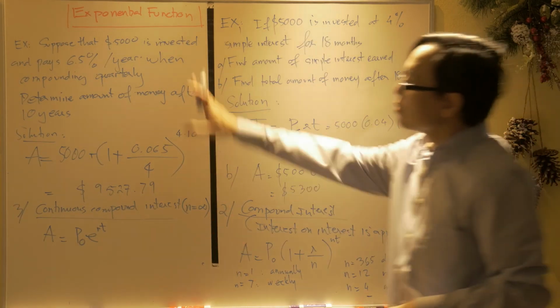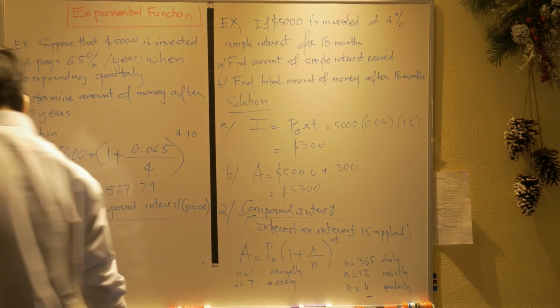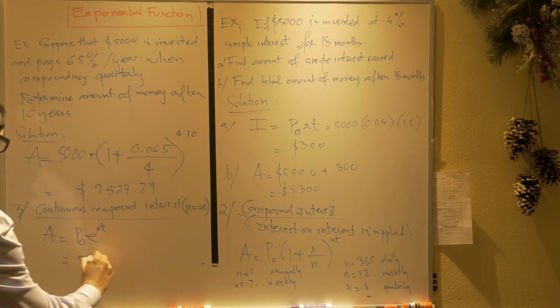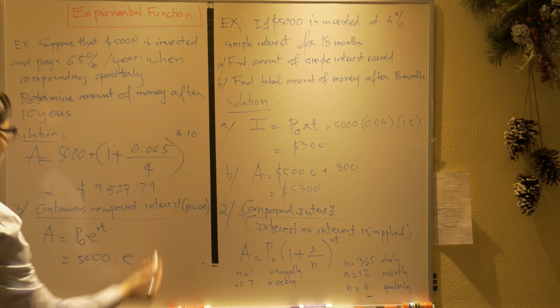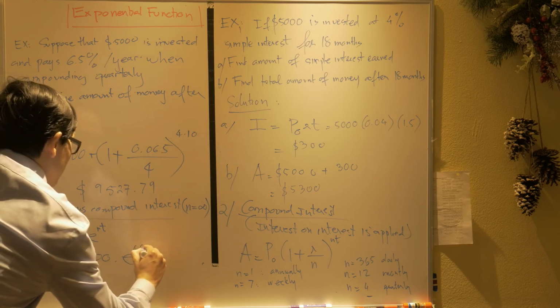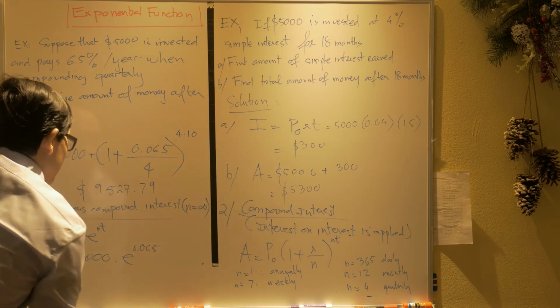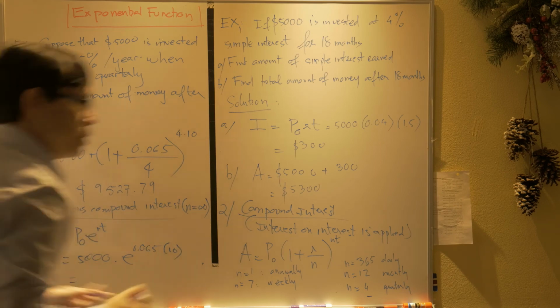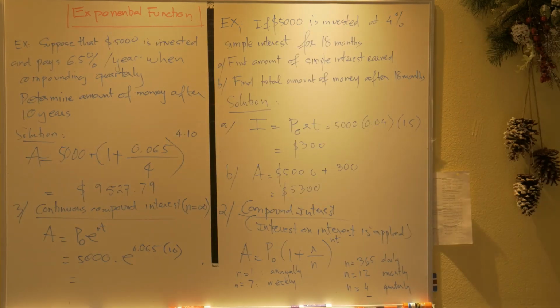I'm going to use the information here so that we can easily compare the amount of money after 10 years, so you see which one is better. Of course, continuous compound interest would be better, but how much better? Let's see. P naught is $5,000, e to the power of 0.065 times t, which is 10. Let's put it into a calculator and see what we have.